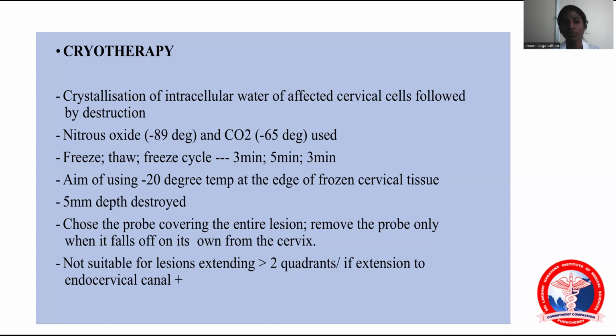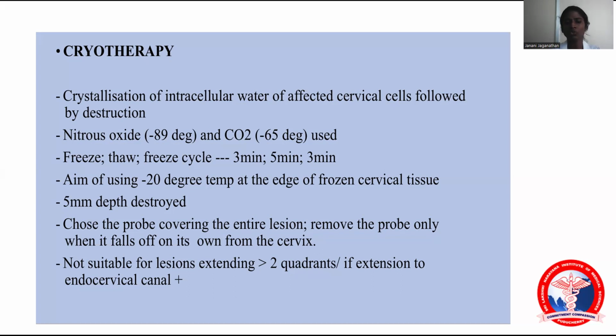The aim of using minus 20 degree temperature at the end of the frozen cervical tissue is to destroy 5 millimeters depth of the cervical tissue. Choose the correct size probe which covers the entire lesion. Remove the probe only when it falls off on its own from the cervix. This cryotherapy is not suitable for a lesion extending for more than 2 quadrants or if extension to the endocervical canal is present.